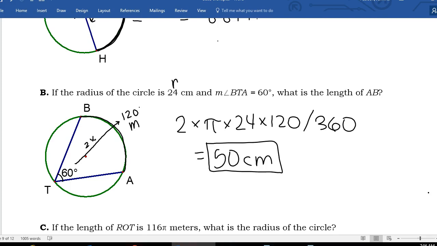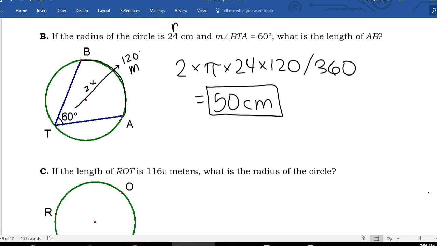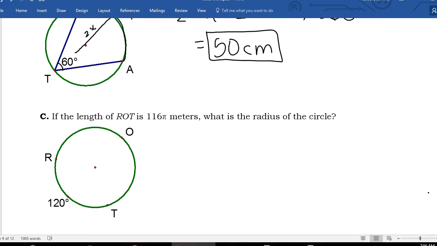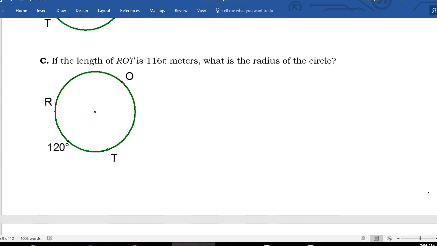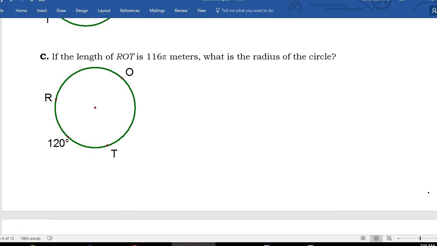And one more example to use my radius formula. We're going to work backwards. If we know the length, figure out what the radius is. The length of arc ROT is 1/16 pi. What is the radius of the circle?